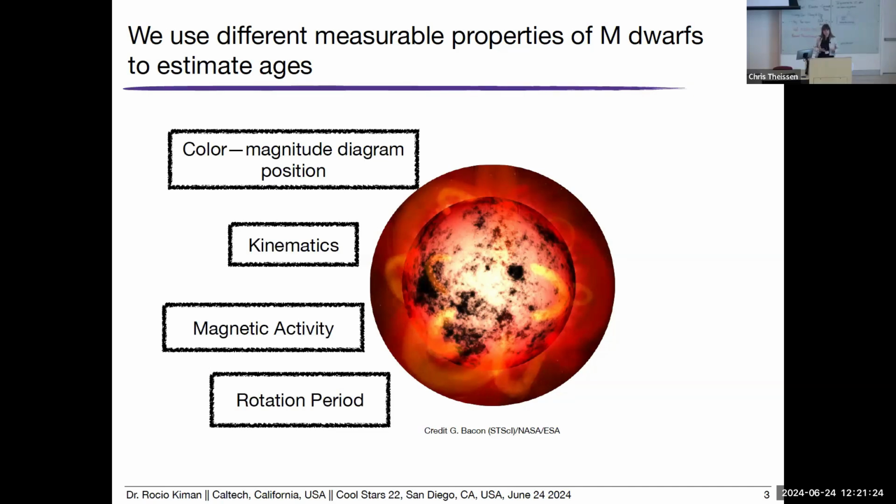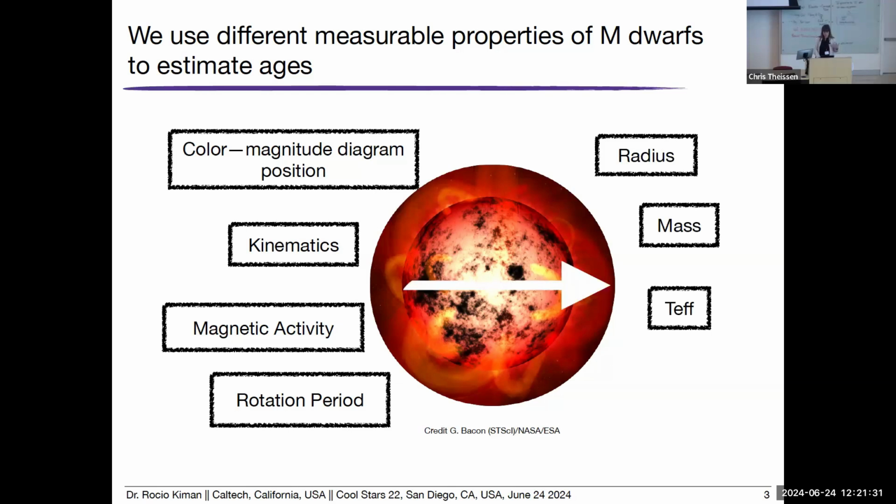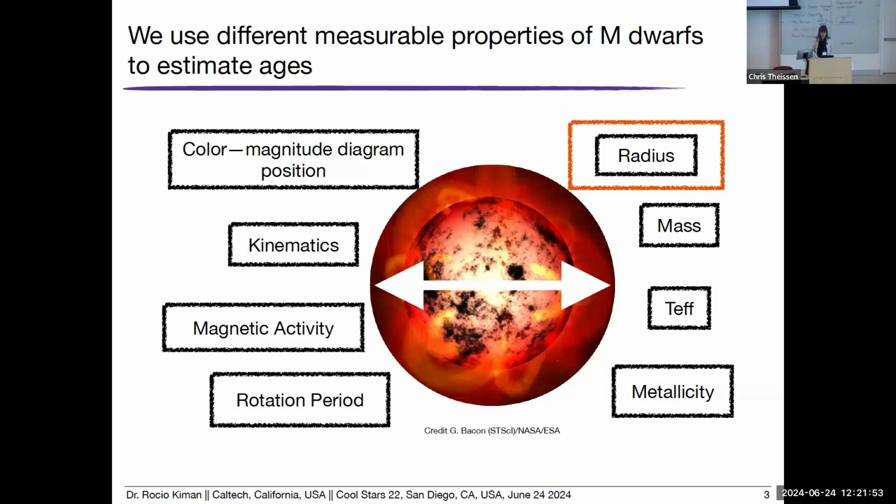But we know that all of these properties actually depend on fundamental properties of M dwarfs and other properties such as radius, mass, effective temperature, and metallicity. And when we start to understand and study all of these properties, we realize that, of course, those depend on age-dependent properties as well. So if we want to get a full idea of how the M dwarf evolved, we need to be able to estimate precise fundamental parameters. And today I'm going to talk to you about one in particular, that is the radius.